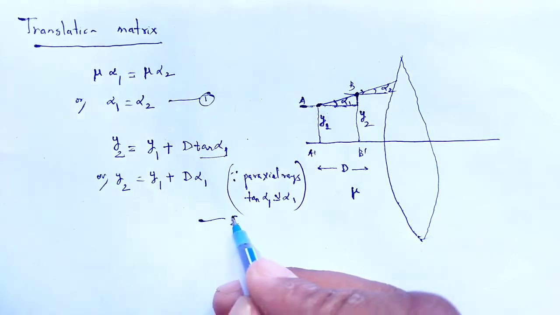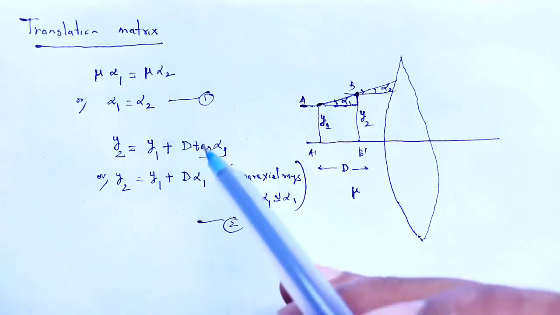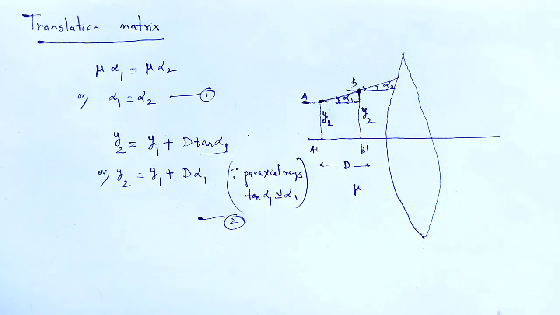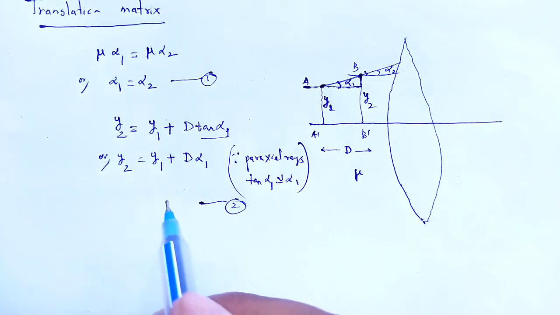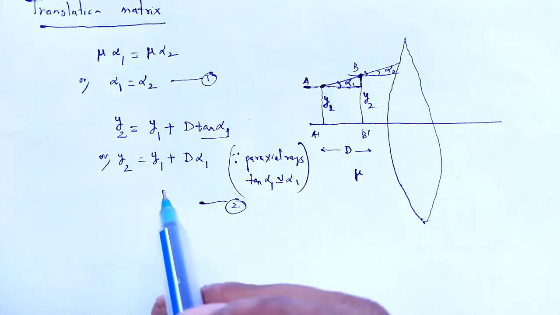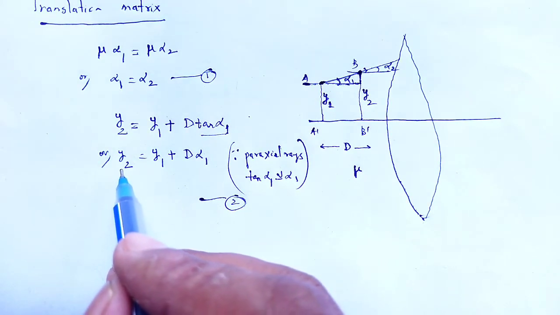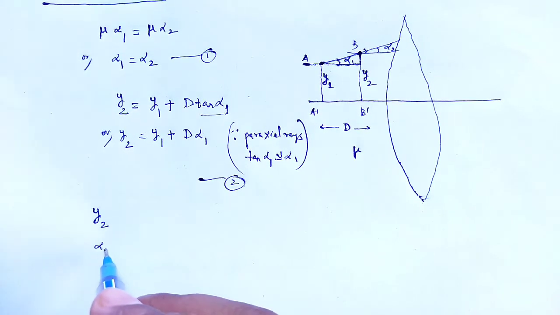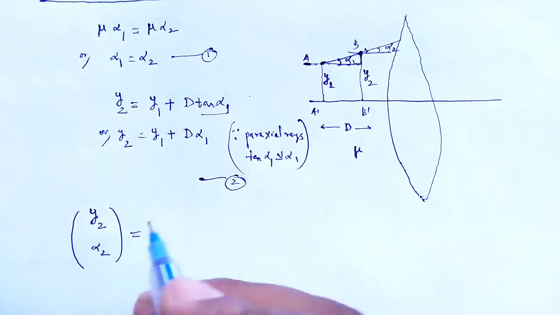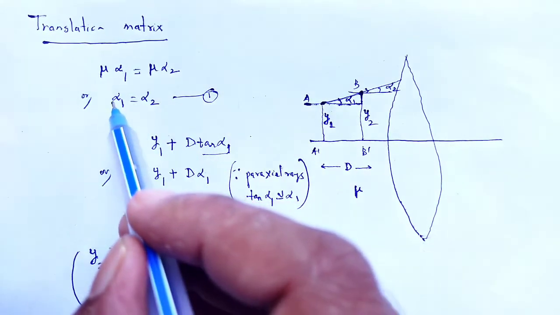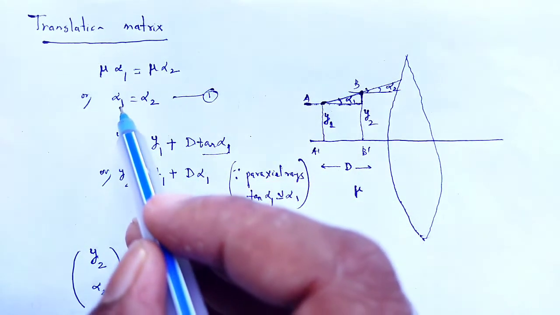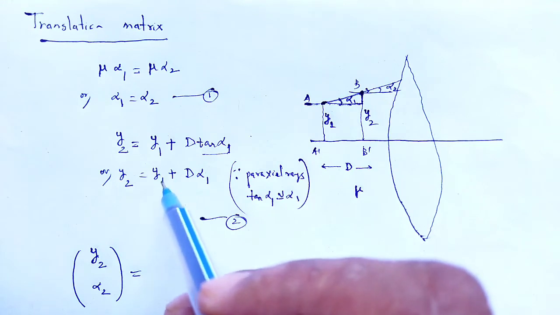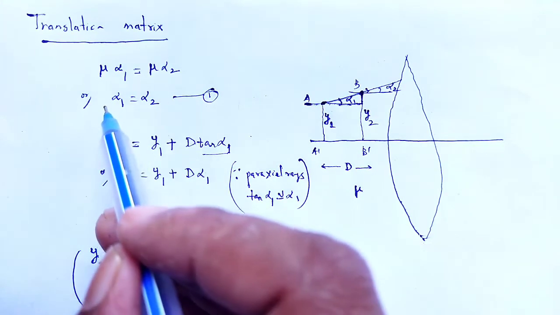Let equation number 2. Now we represent these two equations in the form of matrix. Very simple thing, the matrix formulation we take. So by taking these two equations, here we consider y2 and alpha 2 here, y2 alpha 2. So the combination looking here, alpha 1, here the components of y1.